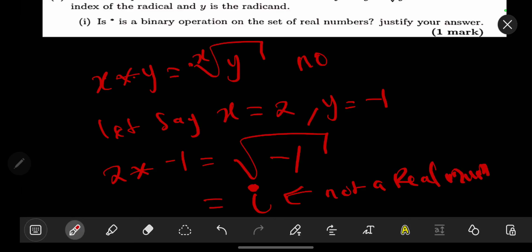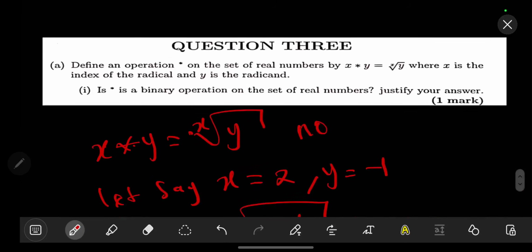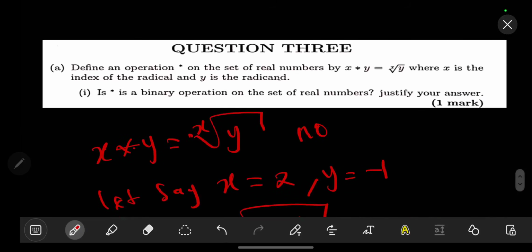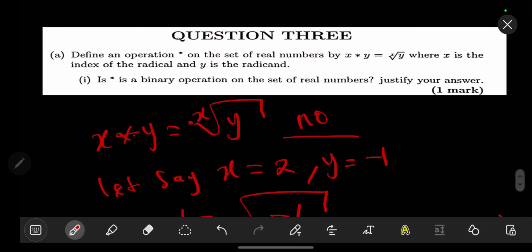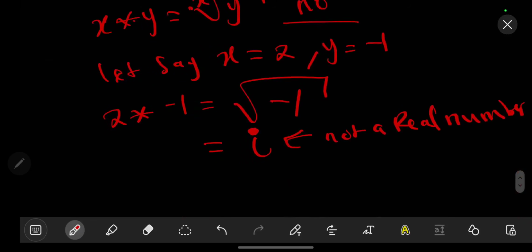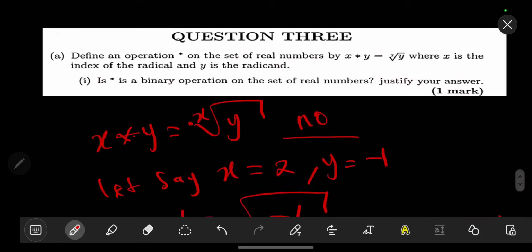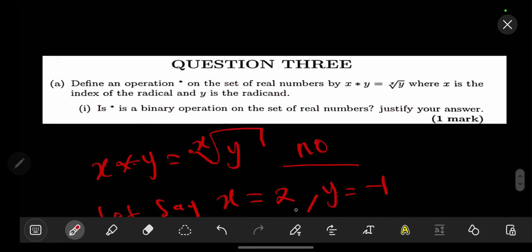So for an operation to be binary on a set of real numbers, they are telling you that for whatever two values you use, it must give you a real number. If it's not, then it is not a binary operation on the set of real numbers. A counterexample uses values that will not produce a real number. So the 2 and negative 1 are both real numbers, but the outcome is not a real number.